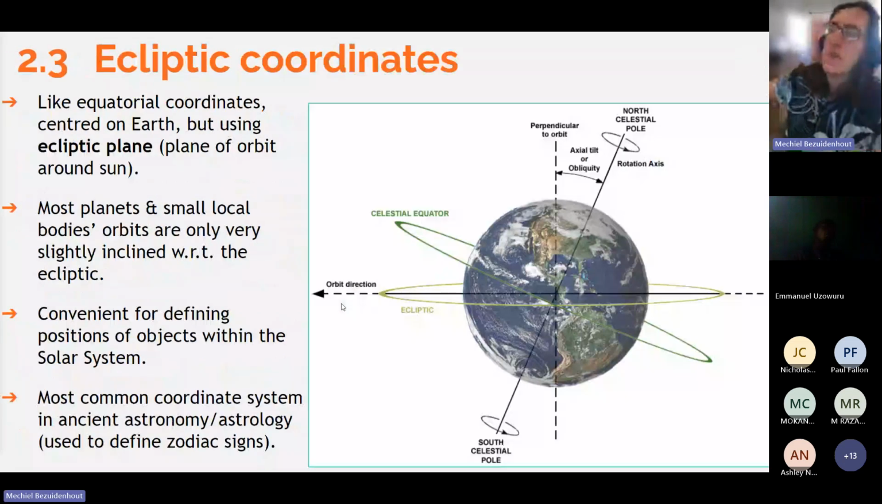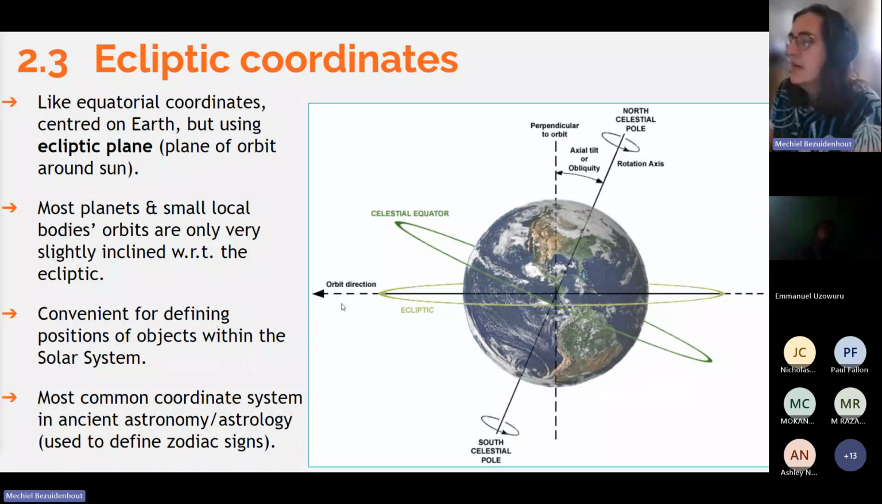Right, so the third coordinate system is called ecliptic coordinates. They are very much like equatorial coordinates, and they are centered on the Earth. But instead of using the celestial equator as the fundamental plane, which, as you can see on the diagram on the right, is perpendicular to the rotation axis, we use the ecliptic. And the ecliptic is the plane defined by the rotation of the Earth around the Sun.